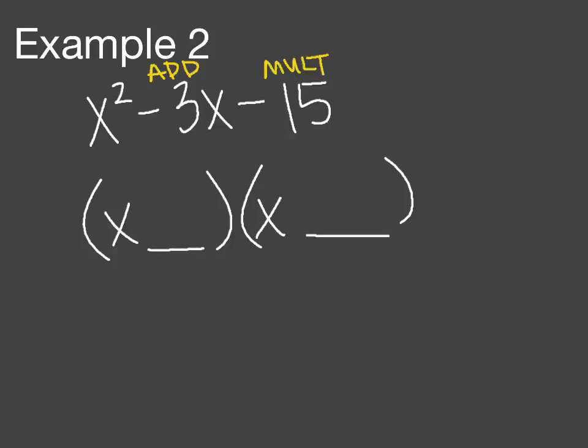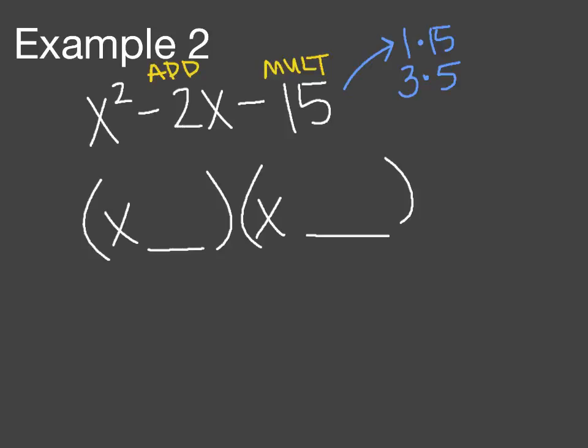So again, I like to start with the constant term and make a list of all the ways I can multiply to 15. Well, I could do 1 times 15, or I could do 3 times 5. And I apologize, but I made an error. Please erase the 3 in this middle term and let's make this a -2 so that our problem works out correctly.